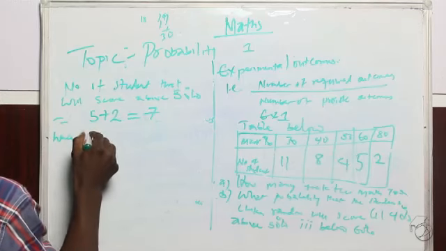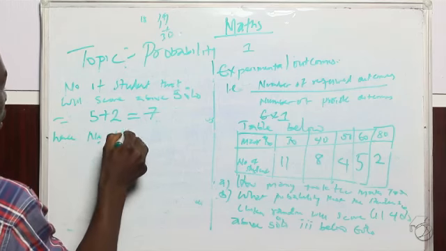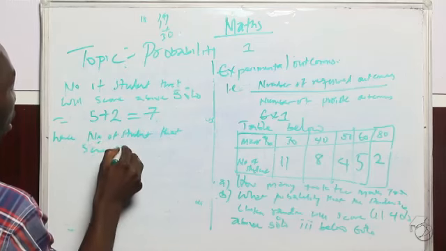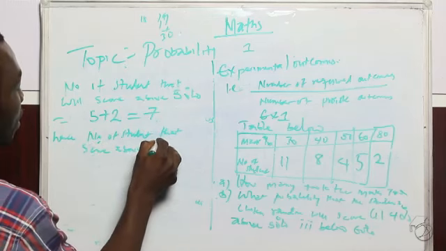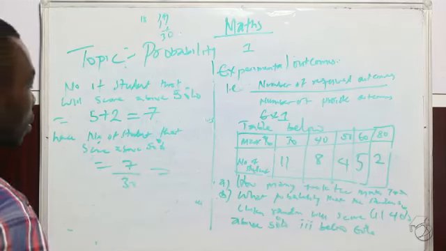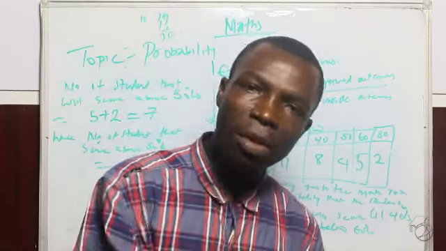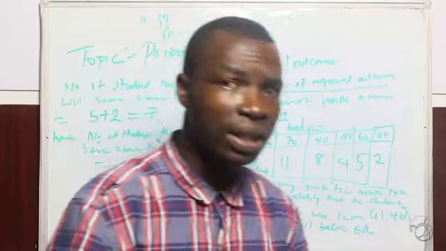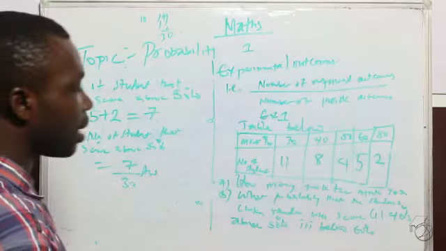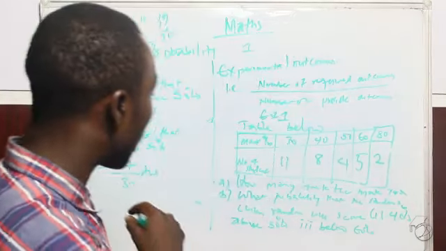Hence, number of students that score above 50% is equal to 7 over 30. That is the number of required outcome, which is 5 plus 2, over number of possible outcome, that is total number of students, is equal to 7 over 30. So the answer here is 7 over 30 from our experimental outcome.